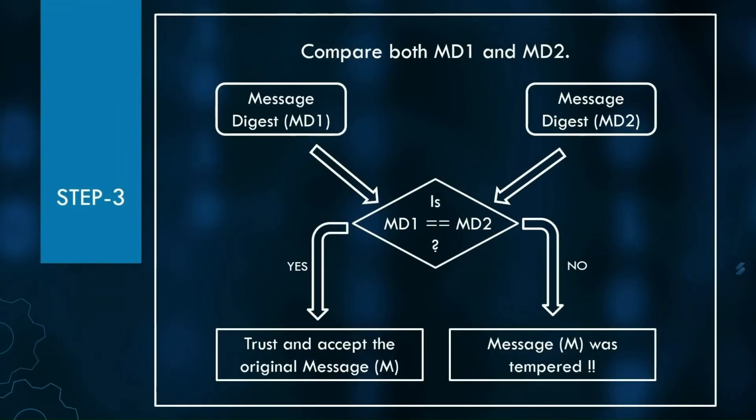Step 3: the final step at the receiver's end involves the comparison of both the digested messages, that is, from the sender's side and the receiver's side. If both the messages are the same, then trust and accept the original message. If the comparison fails, then it suggests that the message is tampered.